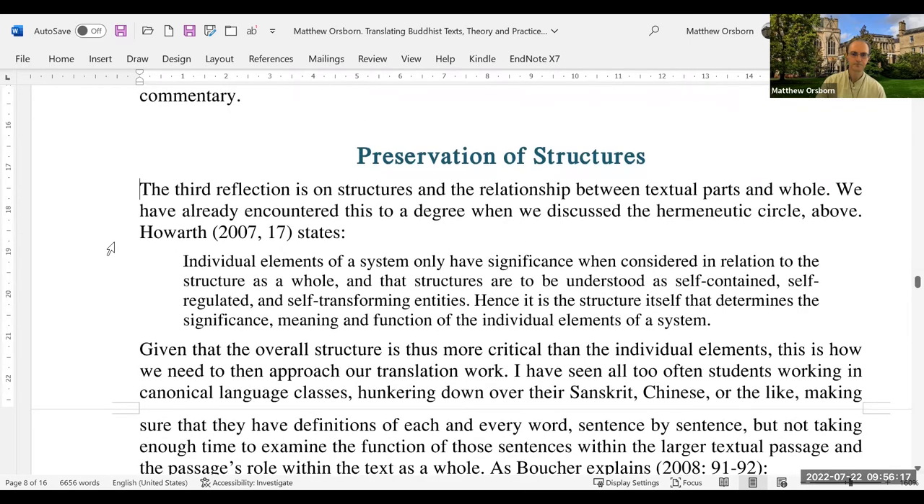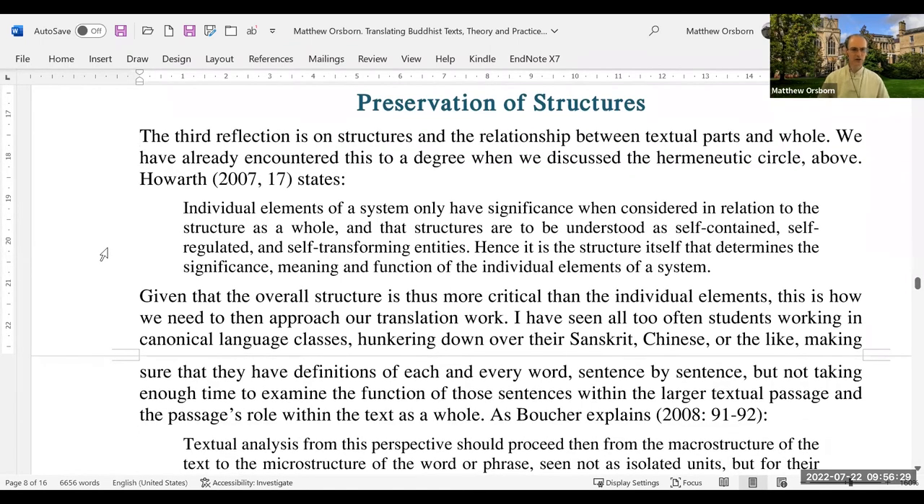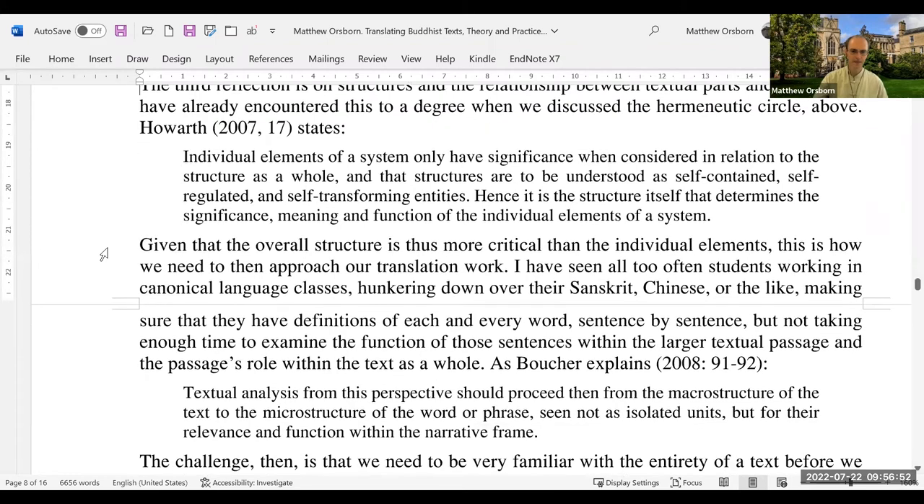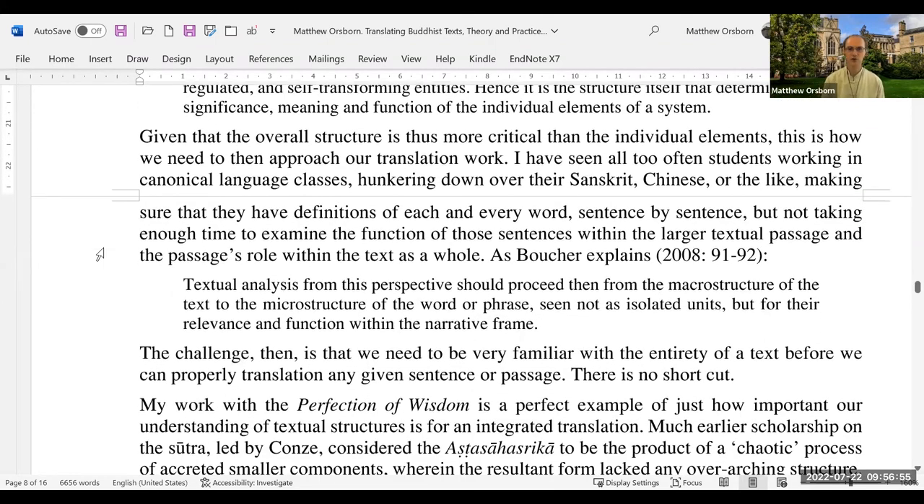The third reflection is on structures and the relationship between textual parts and wholes. Now, we've already encountered this to a degree when we discussed the hermeneutic circle above. The structuralist Howarth states, individual elements of a system only have significance when considered in relation to the structure as a whole, and that structures are to be understood as self-contained, self-regulated, and self-transforming entities. Hence, it is the structure itself that determines the significance, meaning, and function of the individual elements of a system.